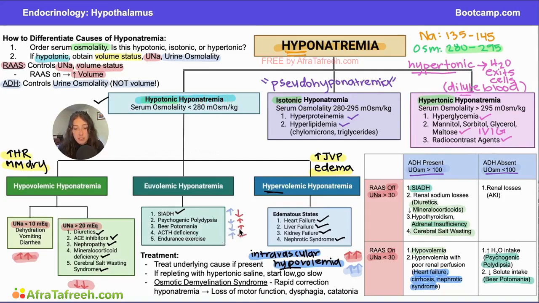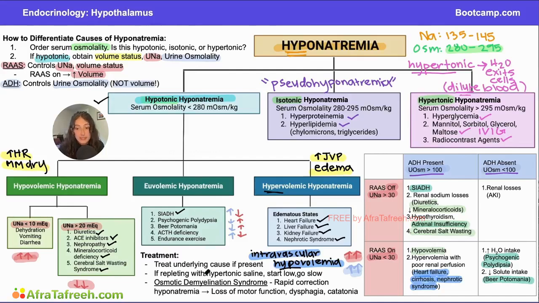If the ADH is low but the RAAS is high, then we might be thinking psychogenic polydipsia or beer potomania, depending on what the history tells us. And then if we have hypervolemic hyponatremia, that's going to be one of these diagnoses that is causing us to be intravascularly hypovolemic, and we can differentiate between history and other symptoms as well. So that's how we diagnose our different types of hyponatremia.